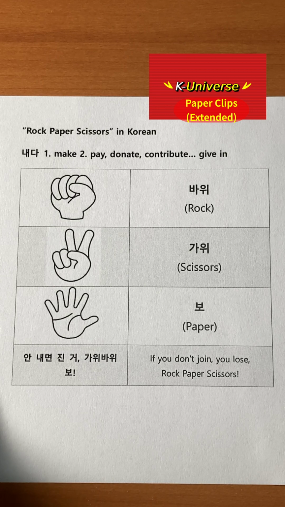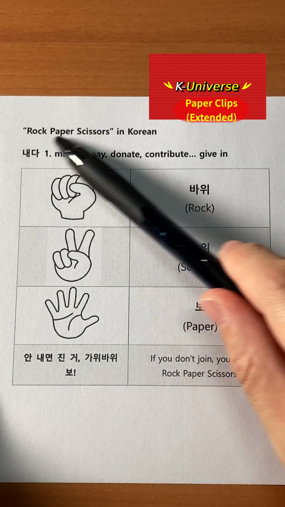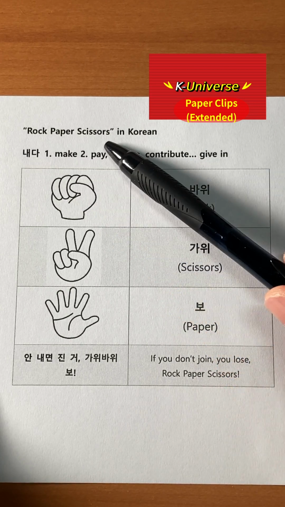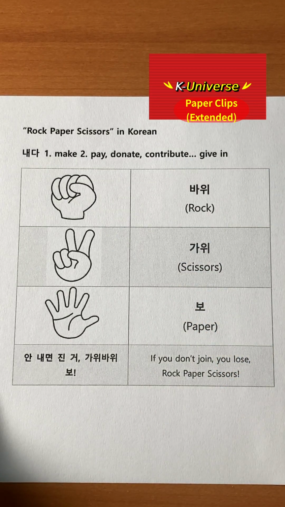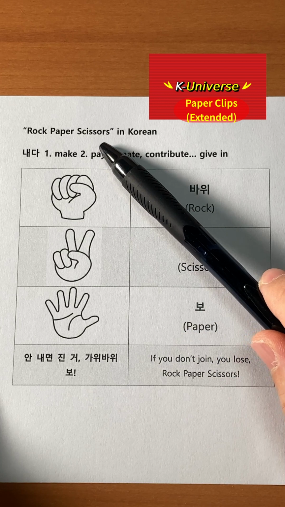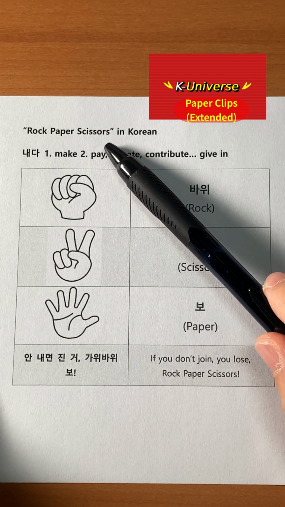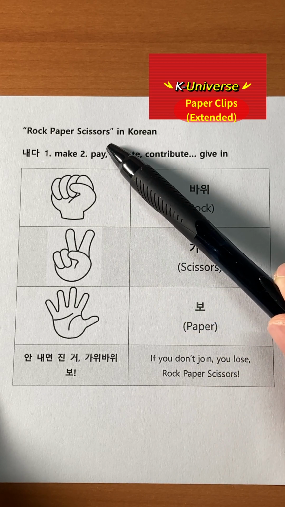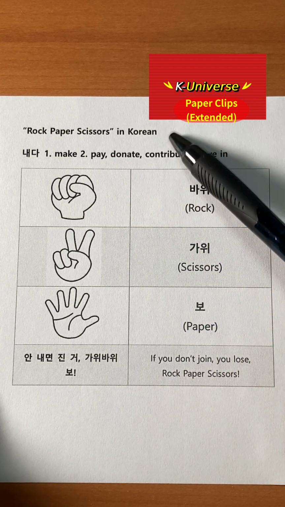Okay, today we are talking about rock, scissors, paper or rock, paper, scissors. I was confused about this, so I just wrote it down like rock, paper, scissors. But anything is okay. You know what I mean, right? This is a game, playing games. So I just wrote this, and then let's learn it in Korean.